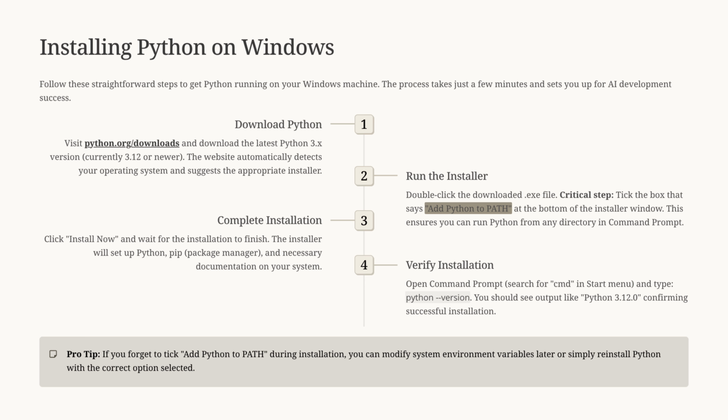Step 4, once installed, open the command prompt. Type python --version. If it shows something like Python 3.12.0, congratulations, Python is installed successfully.